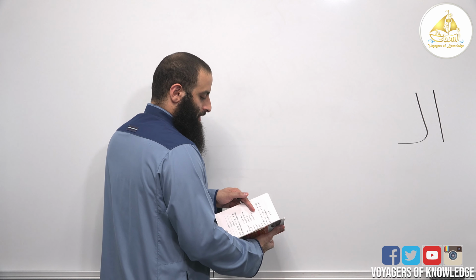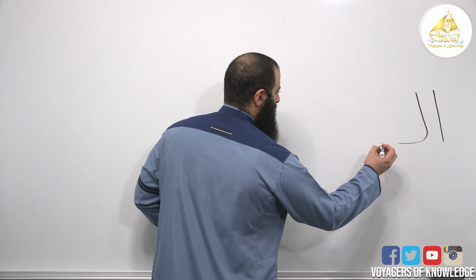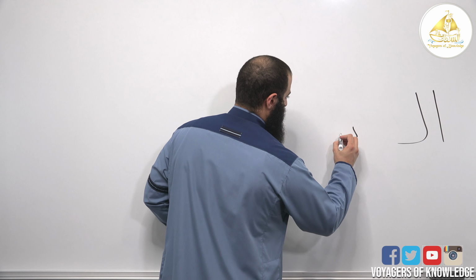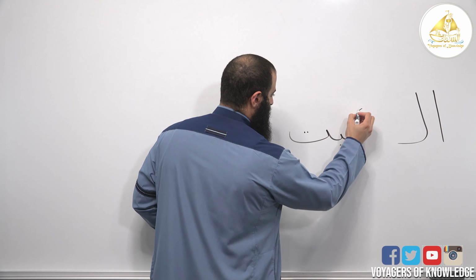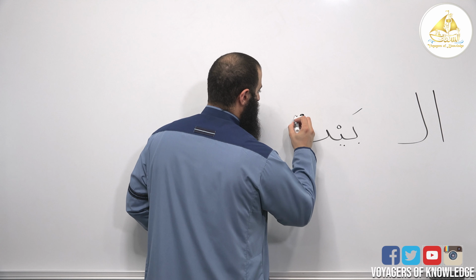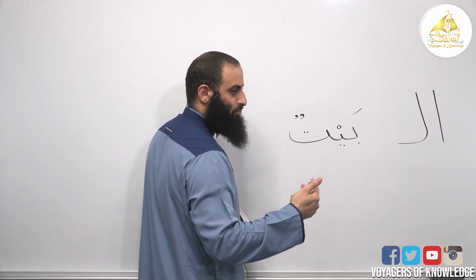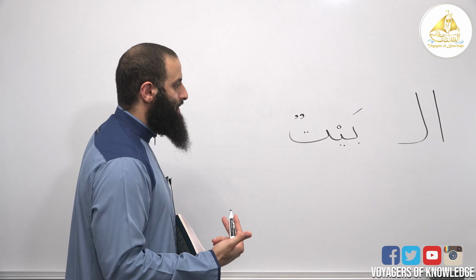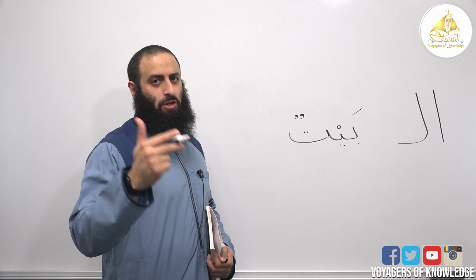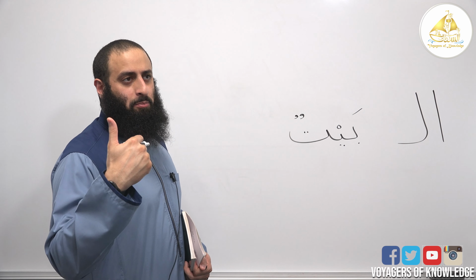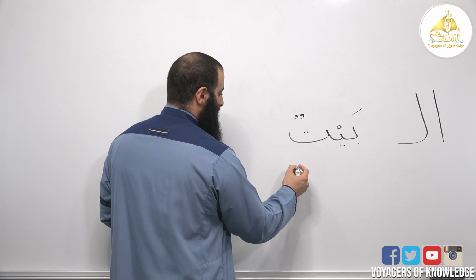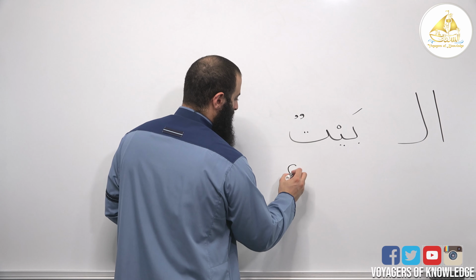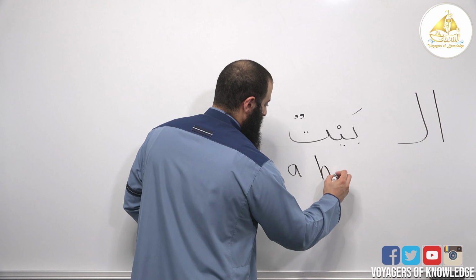Opening up at the top, you see the first word that they use is bait. And remember, you're going to want to write down everything so that you practice writing. The more senses you use to learn, the better the retention will be. So we have bait, like this, baytun, it means a house.